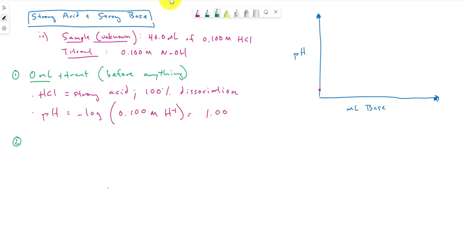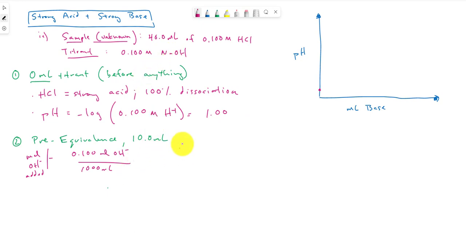So the next point that we want to talk about here is called the pre-equivalence region. And the reason it's called pre-equivalence is because we're still adding less volume of our titrant than what is required to completely or 100% react or neutralize the unknown. So we're in the pre-equivalence. And we'll say that's 10 mils of the base.